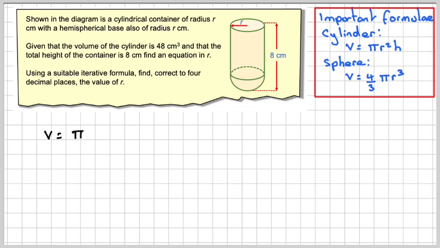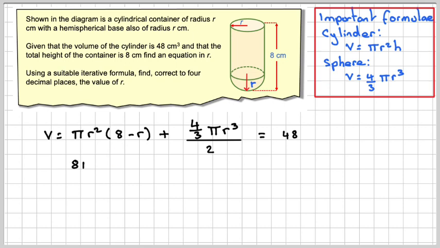Now, the volume of the cylinder is pi r squared h, so h goes from here to here, but we have to allow in fact that the 8 includes this radius here. Therefore, the height of the cylinder is going to be 8 minus r, and then we need to add the volume of the hemisphere, which is 4/3 pi r cubed divided by 2, and that will be equal to 48. So there's my equation. I just need to maybe simplify it.